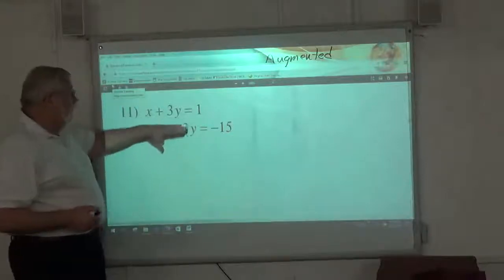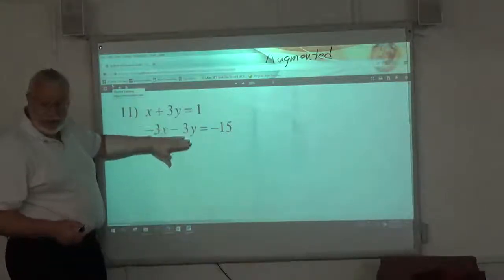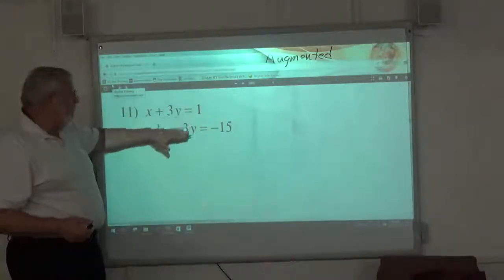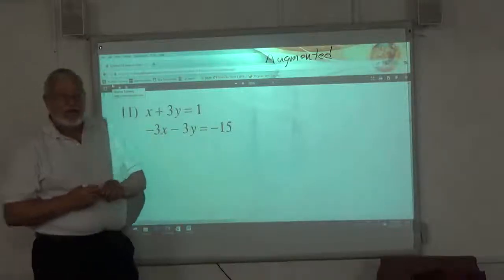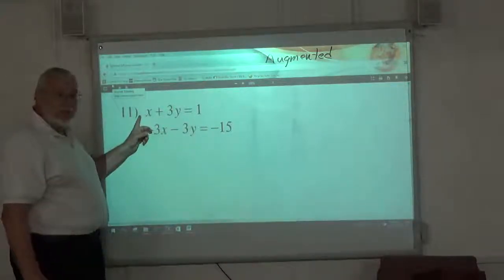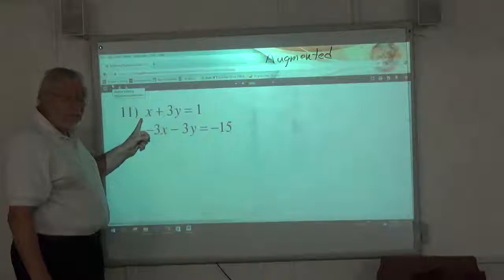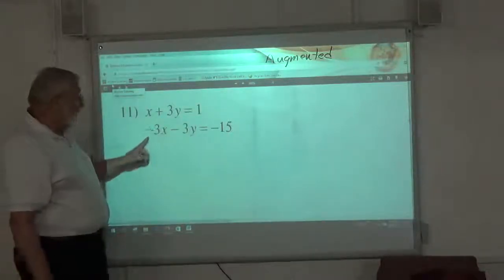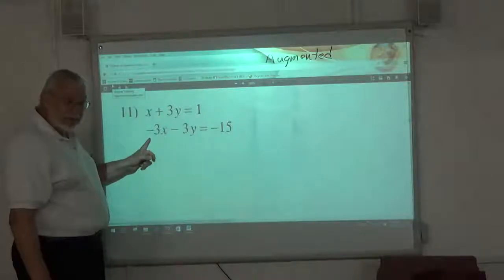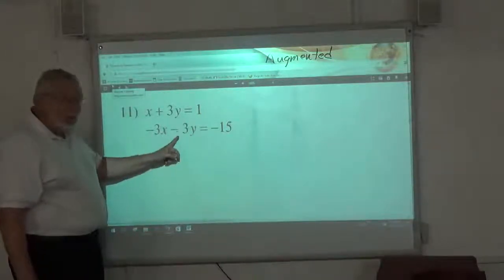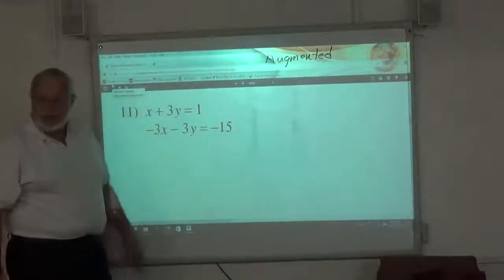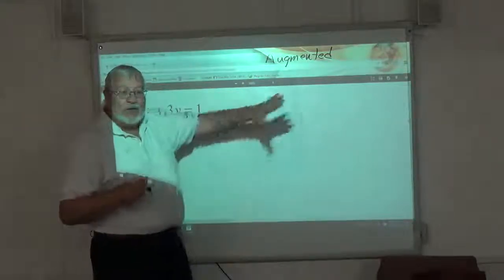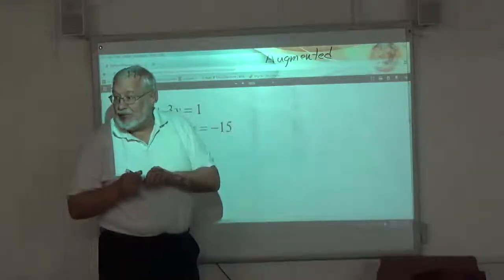If we were to look at these two equations and try to make a matrix, what number would we have to begin with? 1 followed by 3 followed by 1. In the second row, negative 3, then 3, then negative 15. Okay? All right, now, I want to talk about a certain type of matrix.